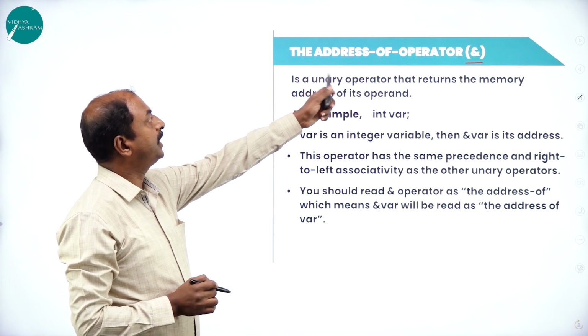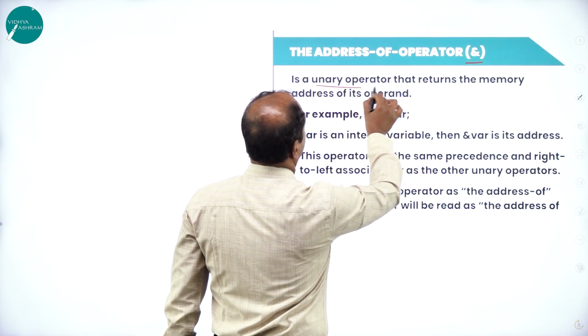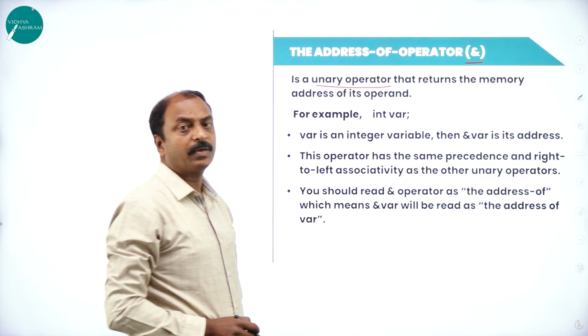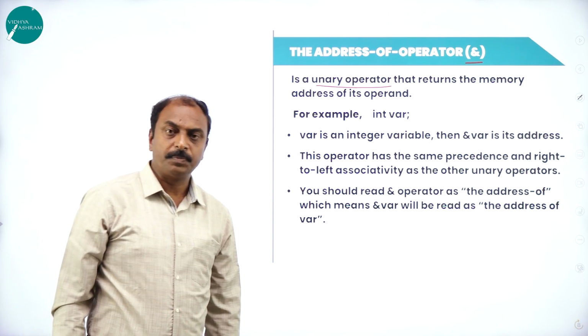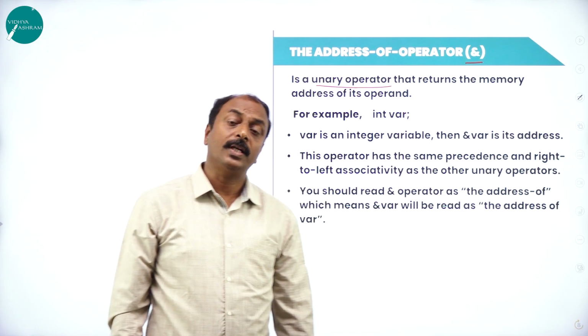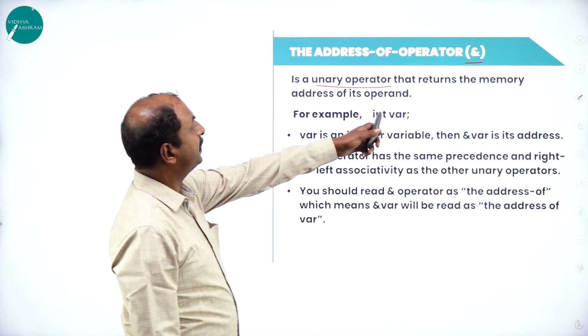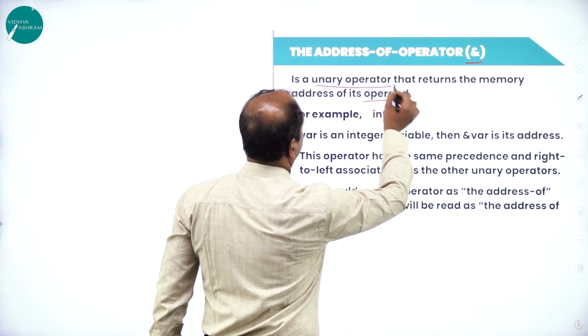So this is the address of operator. Here it is a unary operator. You know what a unary operator is? You might have learned it in the previous year or in first PUC. A unary operator is the one which has only one operand, or it operates on one operand. So it returns the memory address of its operand.